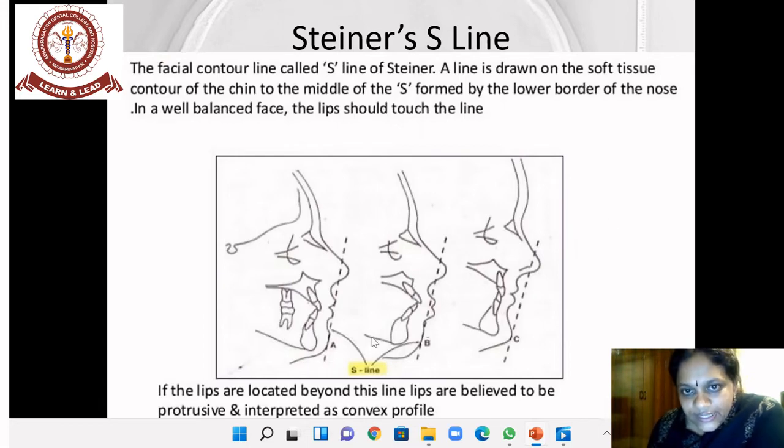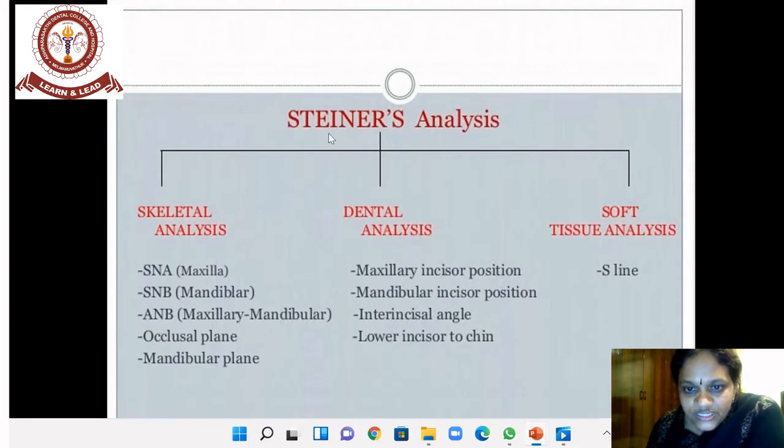Coming to the STEINER'S line, it is called the S line, which tells you the facial contour of the individual. It is a line drawn from the soft tissue contour of the chin to the middle of the S formed by the lower part of the nose. In a well balanced face, the lips should touch the line. If the lips are located beyond this line, lips are believed to be protrusive, and you say that as a convex profile. If the lips are placed away from this line, this is a concave profile with a class 3 skeletal base. So coming to STEINER'S analysis, these are the skeletal parameters, these are the dental parameters, and the soft tissue analysis.